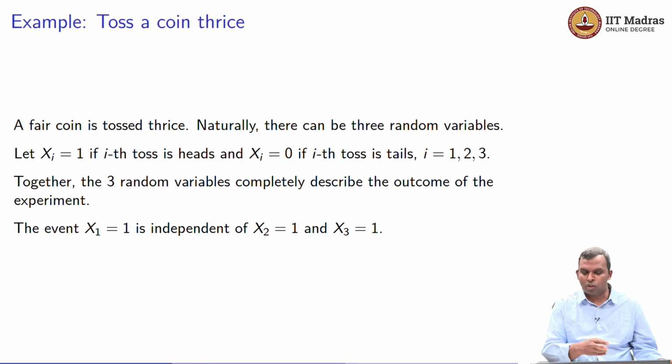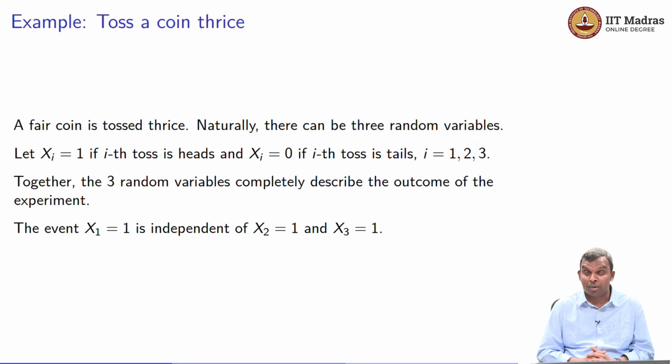And also you notice here something very interesting about the way these random variables are defined. If you take all 3 of them together, these things completely describe the outcome of the experiment, right? So the experiment is simple enough. It's a toy experiment, and you don't have a very, very complex outcome. And you define 3 random variables that completely specify the outcome.